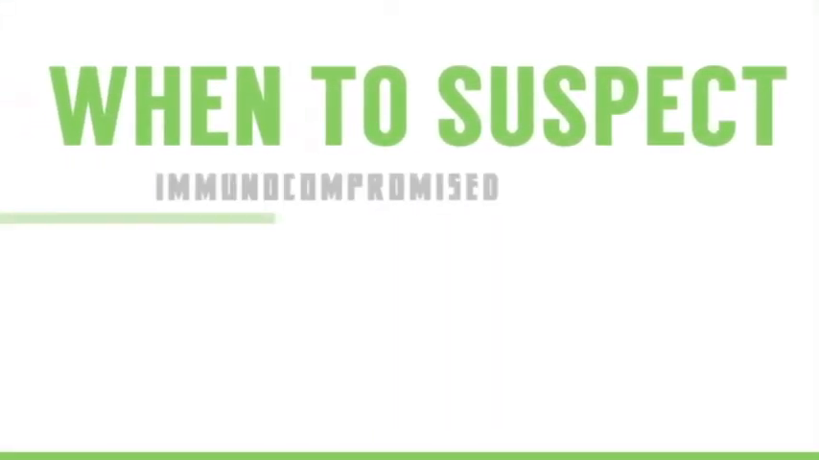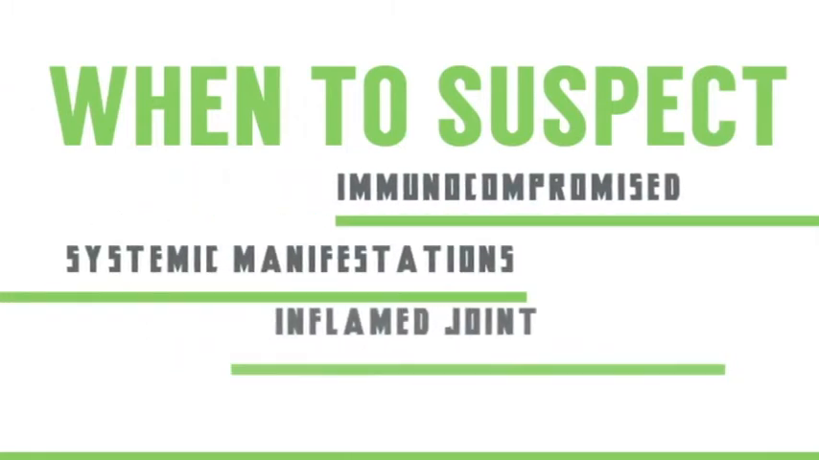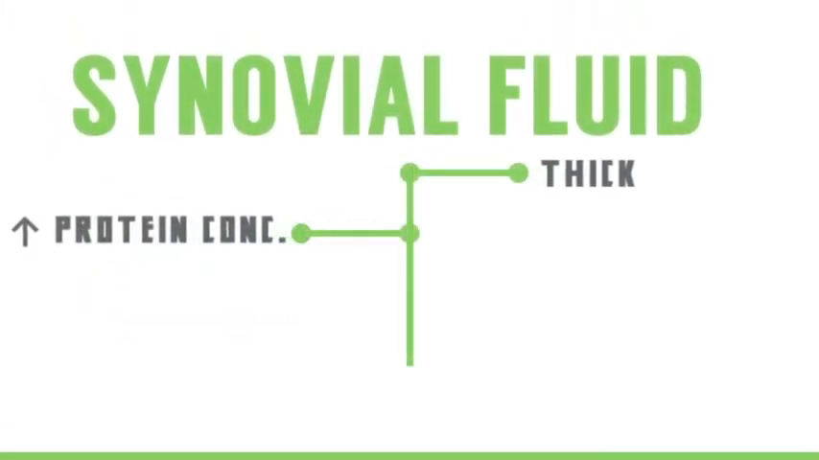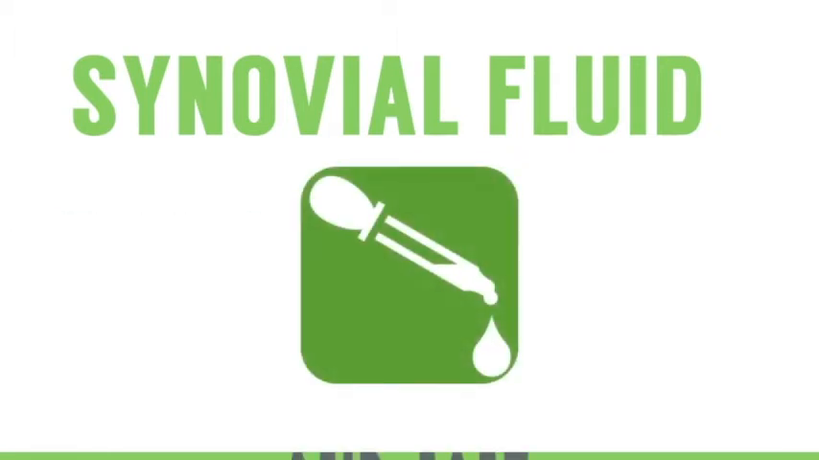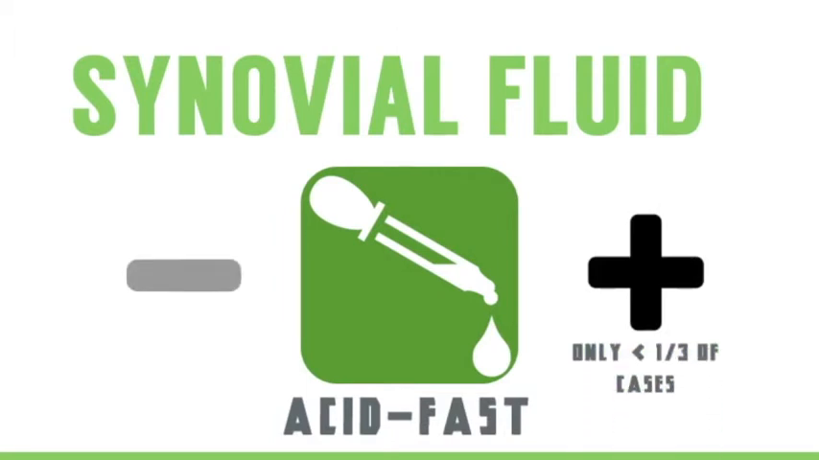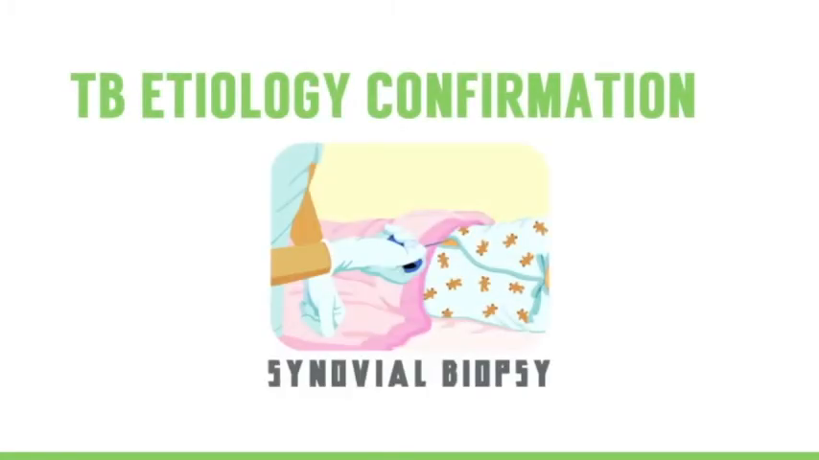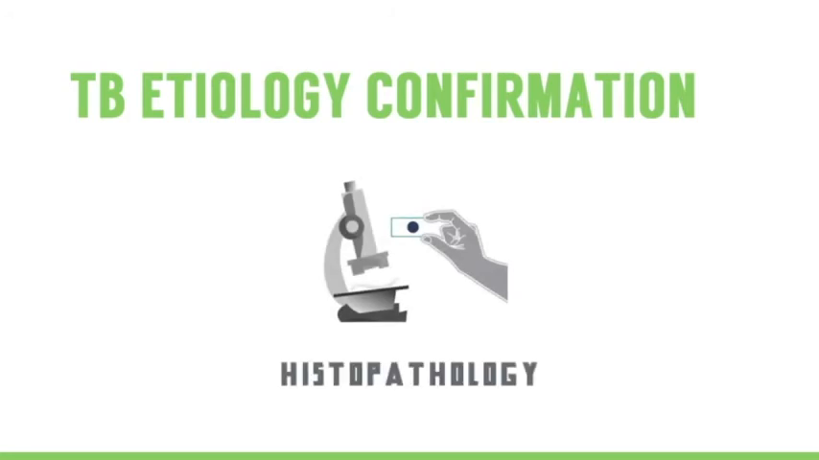We can suspect infectious arthritis if the patient is currently at an immunocompromised state, has systemic manifestations, and presents with an inflamed joint. Extracted synovial fluid will be thick with high protein concentrations, variable cell count, and neutrophilia. Acid-fast stains can be used for diagnosis but are sensitive in only 1/3 of cases. Synovial biopsy can be used to confirm etiology and will be sensitive in 90% of cases.